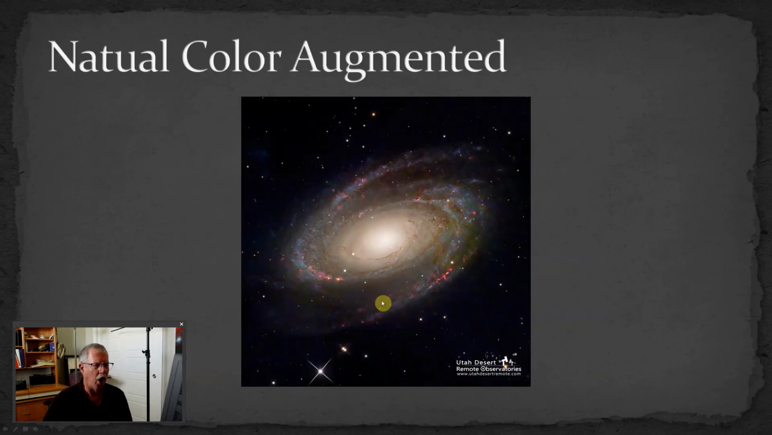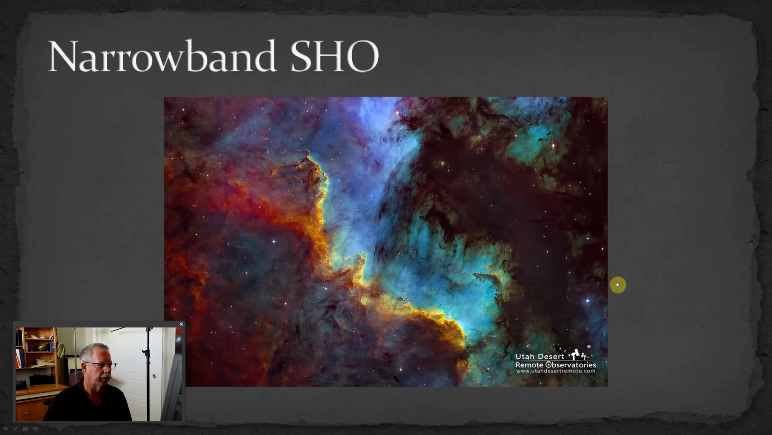We can also augment that color with details taken through narrowband filters that focus on just very specific wavelengths of light. So in this case, these red splotchy areas are actually nebulae in this M81 galaxy, millions of light years away. So that adds more information.